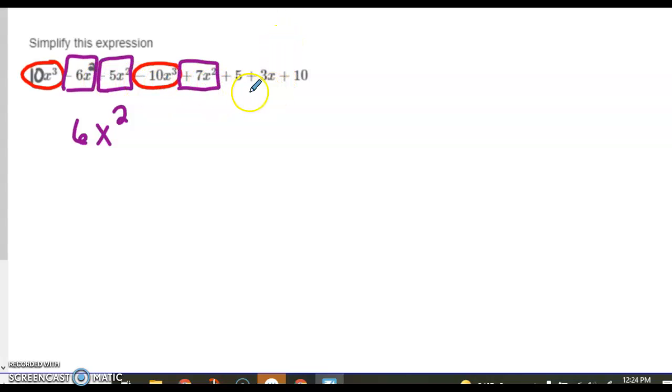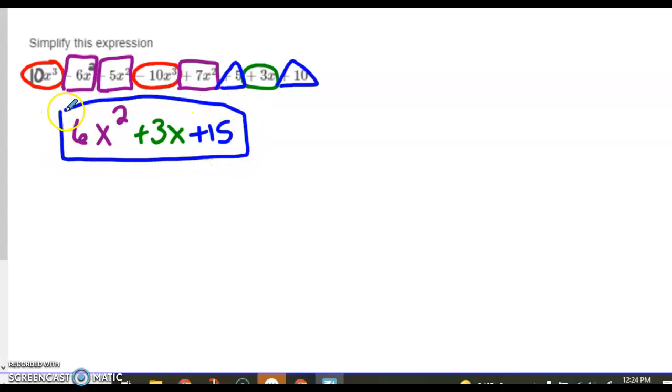And then we need to look for our x's. We have a positive 3x, and there's no other x's, so I can just write down positive 3x. And then we'll look at our constants, or just our plain old numbers. I have a plus 5 and a plus 10, so that is 15. This is my simplified expression.